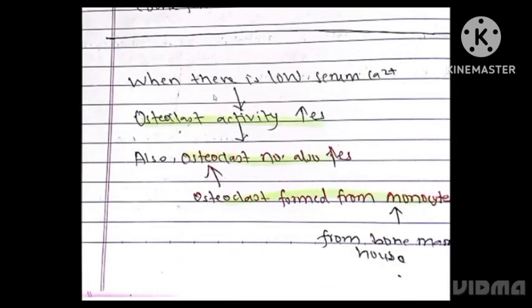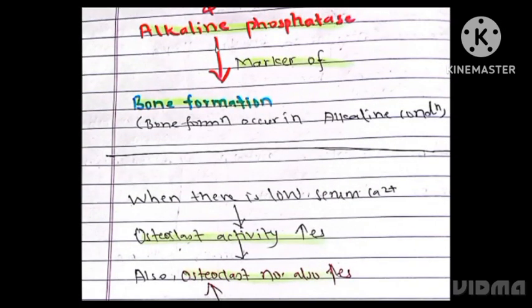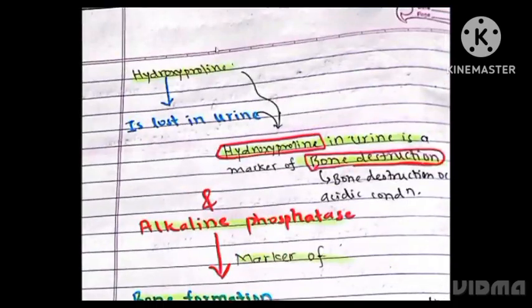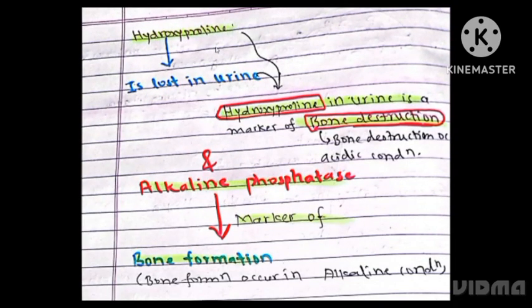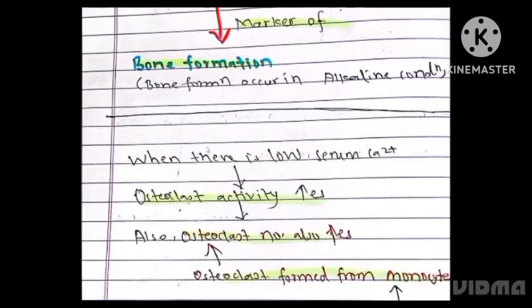Now let's see here. Bone formation occurs in alkaline condition. That is, in bone formation there is alkaline phosphatase. Alkaline phosphatase is the marker of bone formation, so bone formation occurs in alkaline condition, but bone destruction occurs in acidic condition.